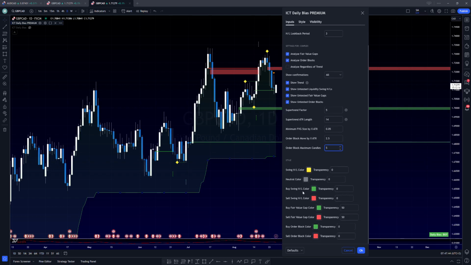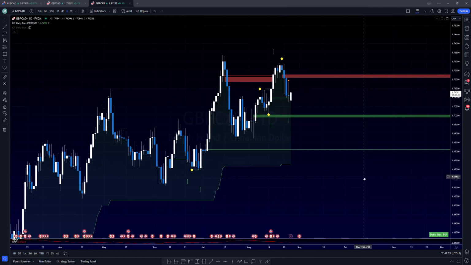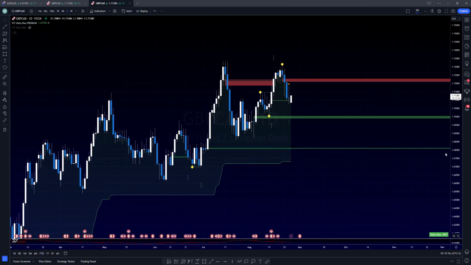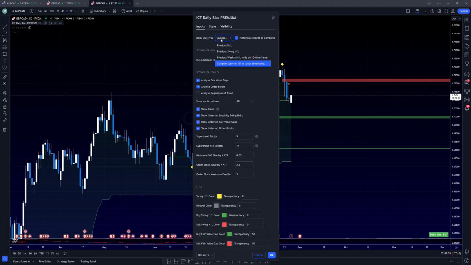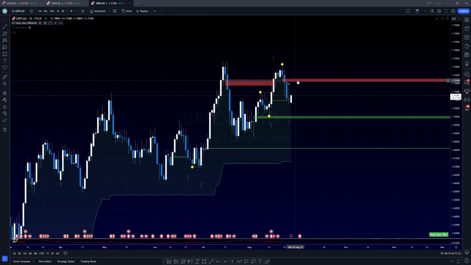Okay, and here we have more colors. For example, you can set a neutral color, and all the colors which you can set. Okay, so that's it. I hope you like this indicator and this complex type, because it is really complex. It looks for fair value gaps, it looks for order blocks and swing high and low pivots, so it can really show you where the price should go next, if it will jump or reverse from the next fair value gaps or from the next order blocks or something like that. Okay. So yeah, this is it.